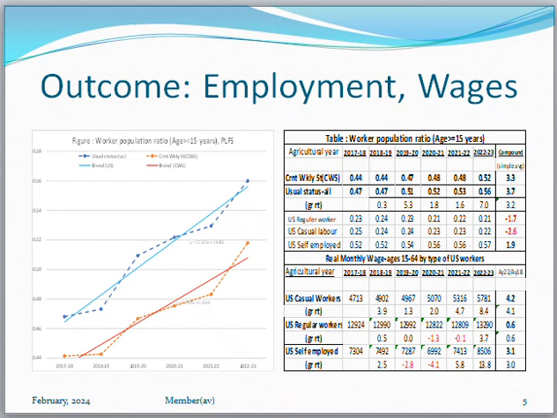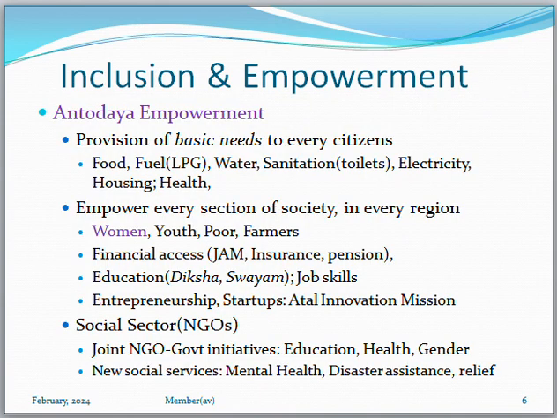Now let's come to inclusion and empowerment. Again, I want to just give you a feel for it and then move on, because there are a lot of things I want to talk about. In that paper which I mentioned, I divided it in two parts. I call one Antyodaya, which is what used to be called basic needs. If you've done development theory, you will have read about it. The second is empowerment: empower every section of society in every region.